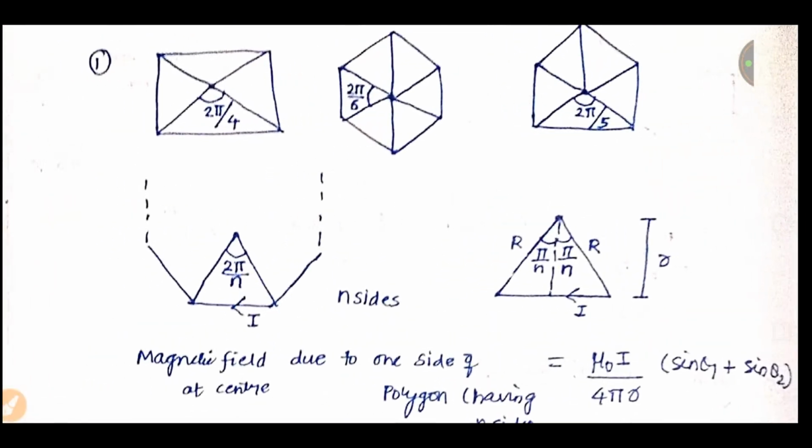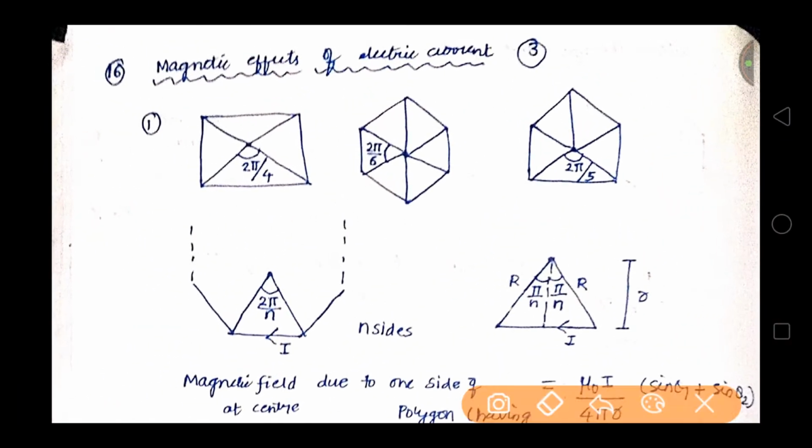So, magnetic effects of electric current. First, the mathematics knowledge it involves. Assume a square. I'm dividing the square at its center into 4 parts, just like this. Now, what is the angle? What is the total angle around this point? 360 degrees.